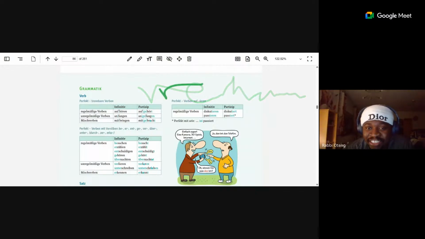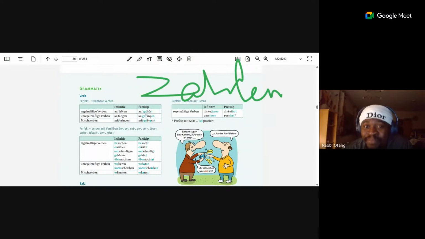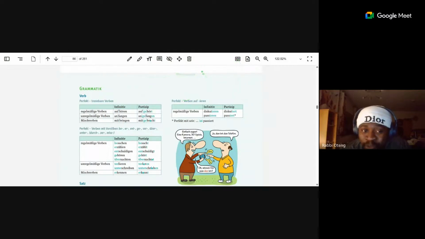But when you use rechnen, you have to use mit. And when you use zählen, with umlaut, it means to count, and you use auf. So when you want to say I am relying on you, I'm depending on you, or I'm counting on you, in German you can say ich zähle auf dich. Or with rechnen, ich rechne mit dir, means I am relying on you, I'm depending on you.